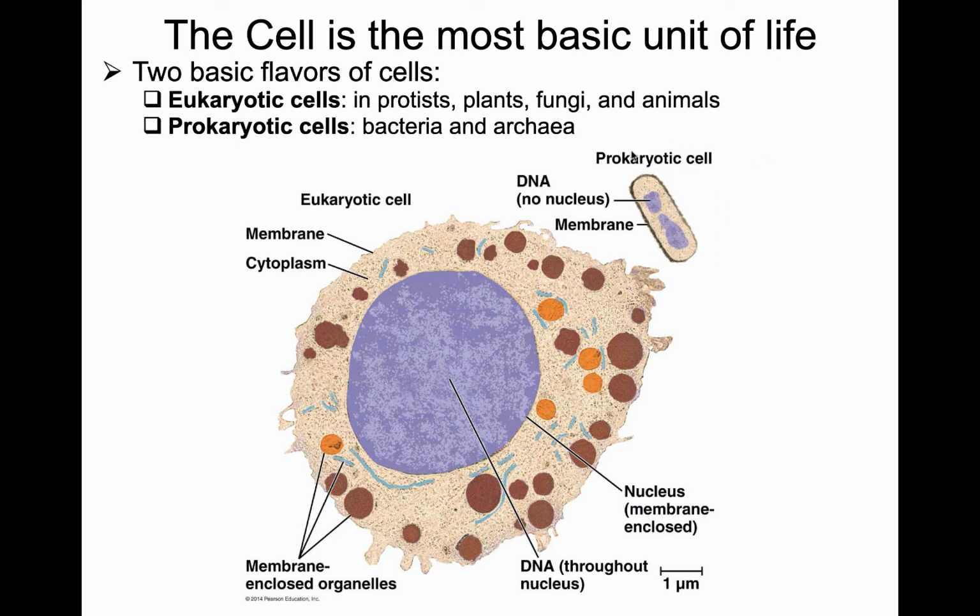Prokaryotic cells are the type of cells you see in bacteria and archaea. So here is a prokaryotic cell. Now, they are going to have a membrane and they are going to have DNA. However, they do not have membrane-bound organelles. Their DNA is just kind of floating in there.